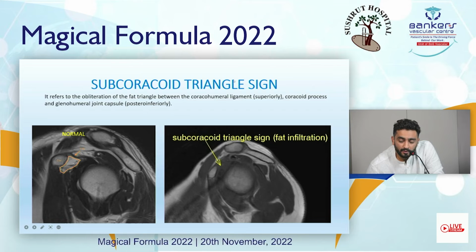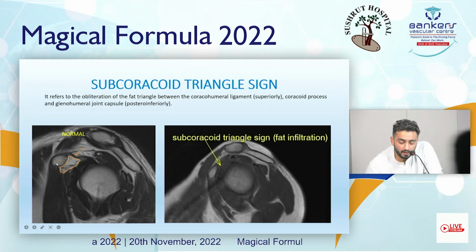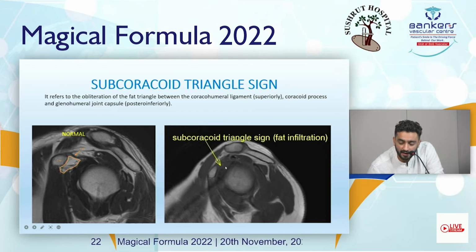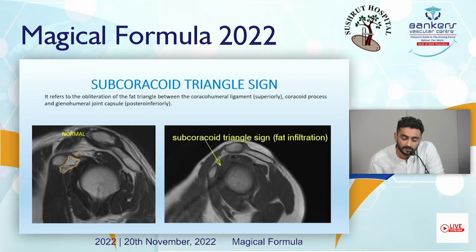Another is the subcoracoid triangle sign. As I told you, beneath the coracohumeral ligament and between the coracoid process and the tendons, there will be a nice fatty tissue which will be seen. In case you don't see this fat, and if it is obliterated due to any scarring or soft tissue, then it is a positive subcoracoid triangle sign, and this is very specific for the diagnosis of adhesive capsulitis or frozen shoulder.